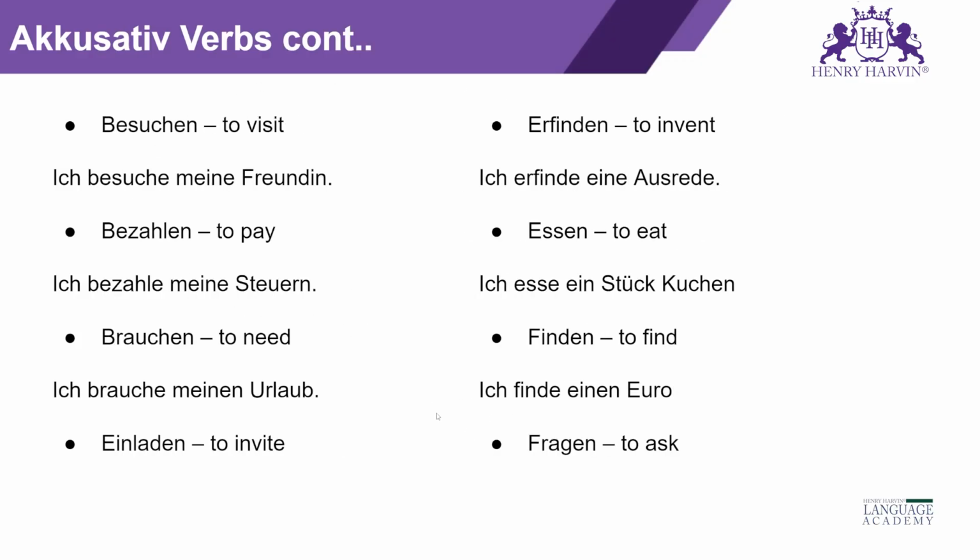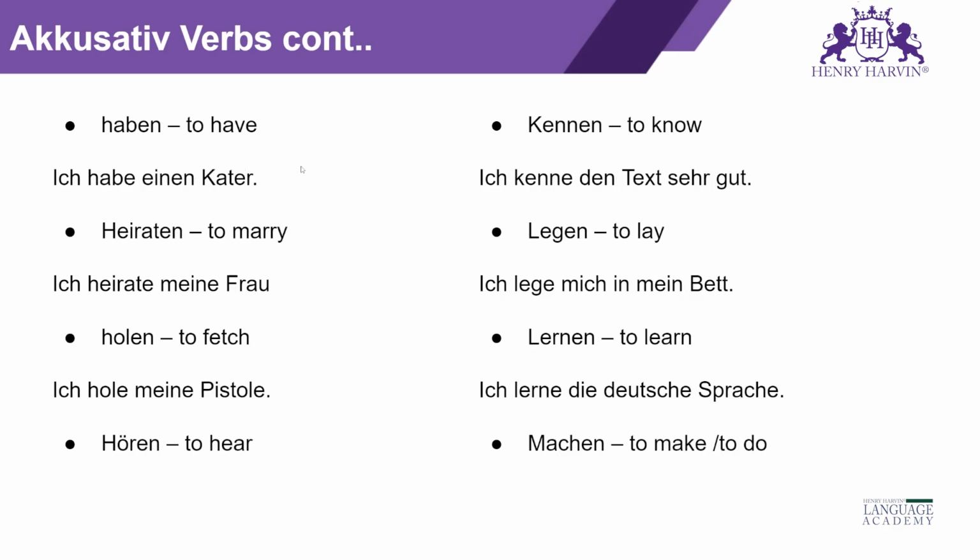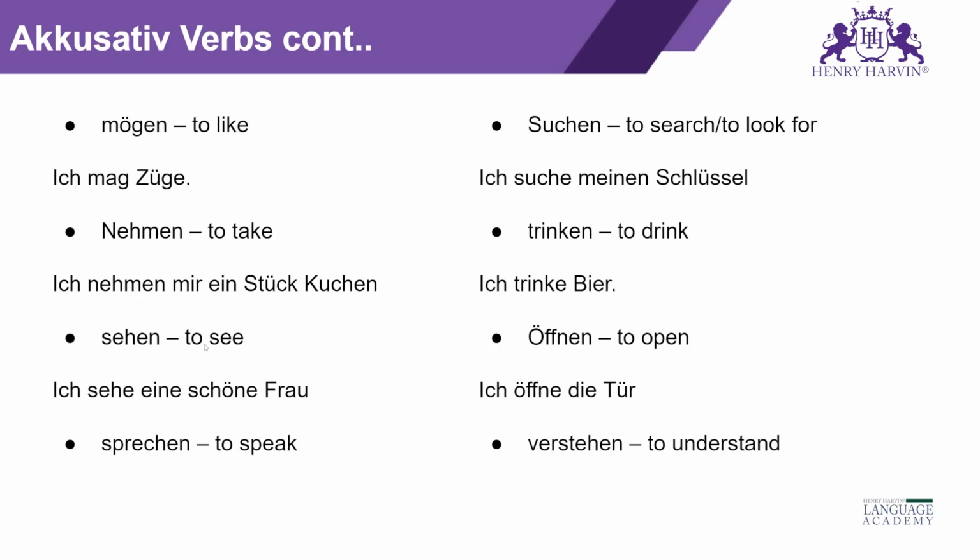In the same way, in alphabetical order, the verbs are given, and these are some of the useful verbs. You can take a look at all these sentences. You have haben, heiraten, holen, hören, kennen, legen. Every verb is given with a meaning. These are the verbs you should go through and must learn. So it is better to start making sentences with them.